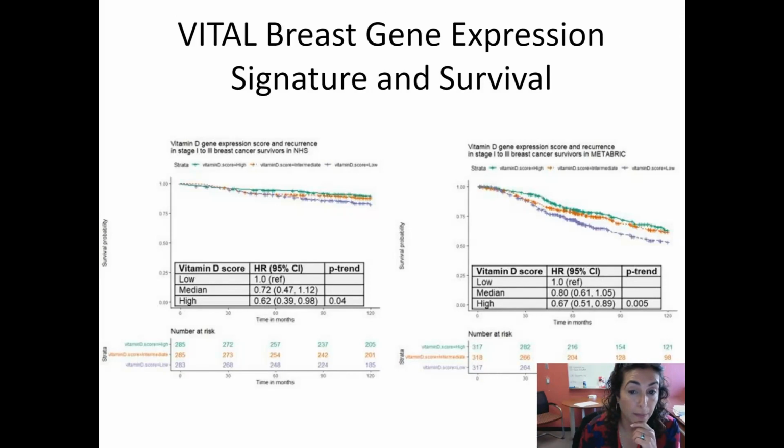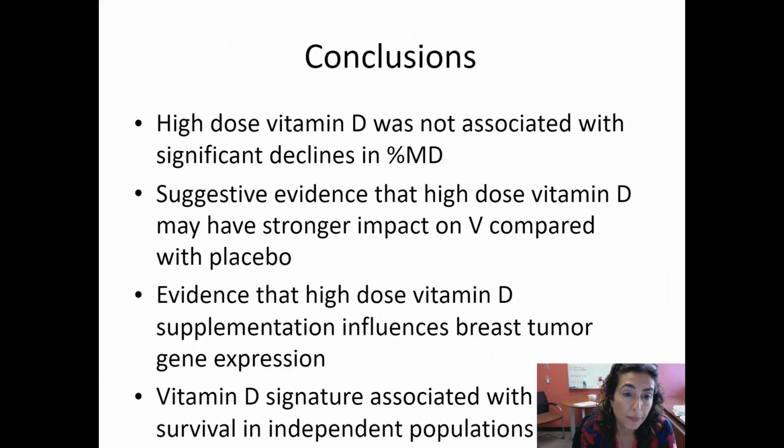So to conclude the vitamin D portion, we found that high-dose vitamin D was not associated with significant declines in percent mammographic density. However, we did find suggestive and supportive evidence that high-dose vitamin D may have a stronger impact on V compared with placebo. And this may be due to the fact that V may be a slightly more sensitive measure of what is happening in the breast. We also found evidence that high-dose vitamin D supplementation influenced breast tumor gene expression profiles, and creating this vitamin D signature was associated with improved survival in independent study populations.